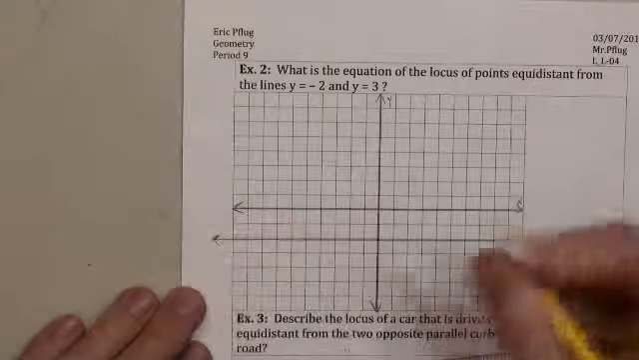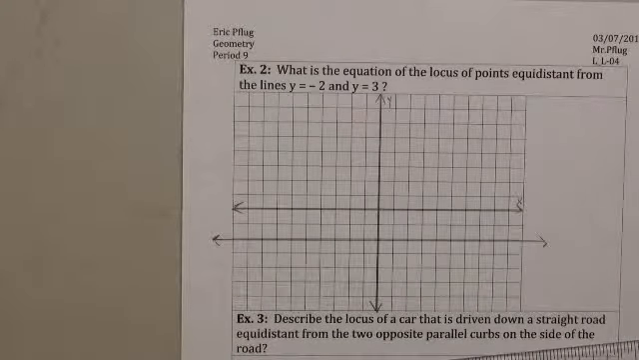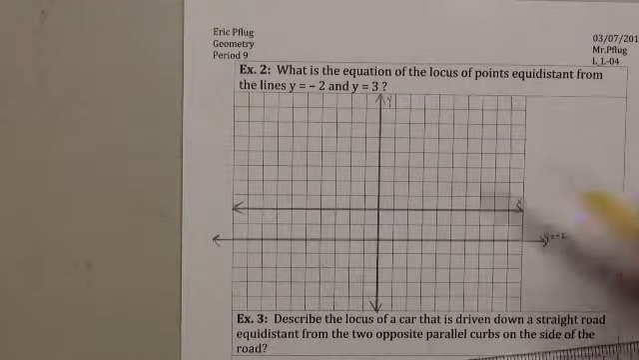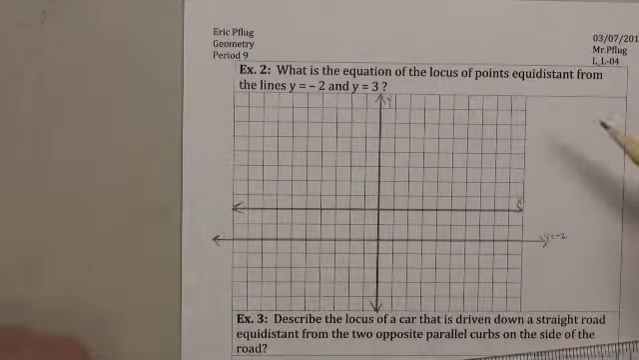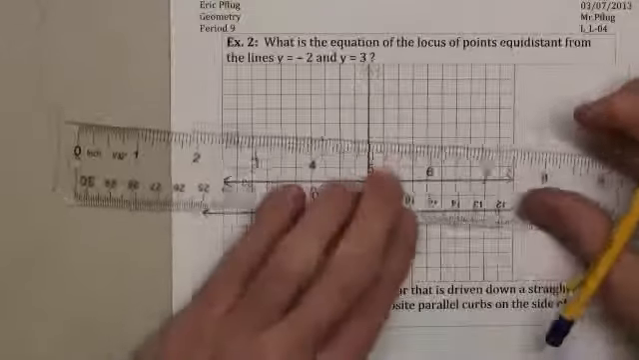I always make my lines a little bit past the graph, so they can stick out from the x and y axis a little bit. So this is y equals -2. It's got a height of -2. And then we have y equals 3. So 1, 2, 3. It's got a height of 3.